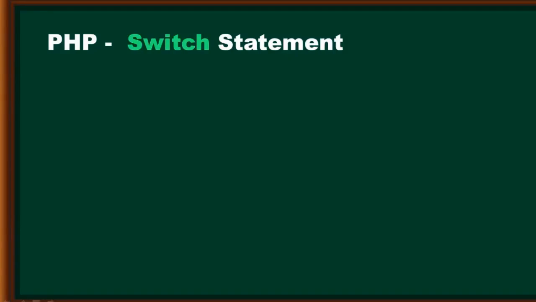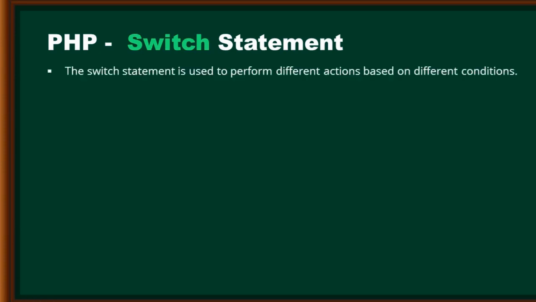In this lecture, I'll be explaining how the switch statement works in PHP. The switch statement is used to perform different actions based on different conditions. So in a block of code, you can use switch statements to select one of many blocks of code to be executed based on the condition in each case.